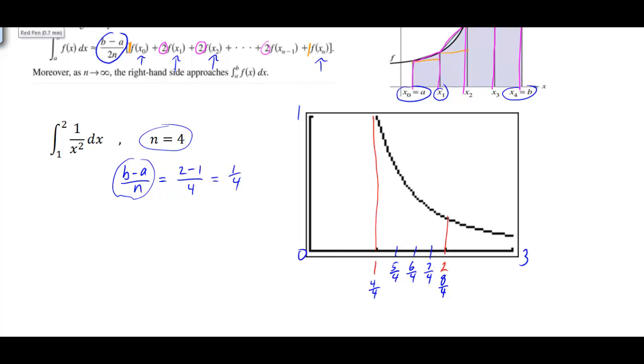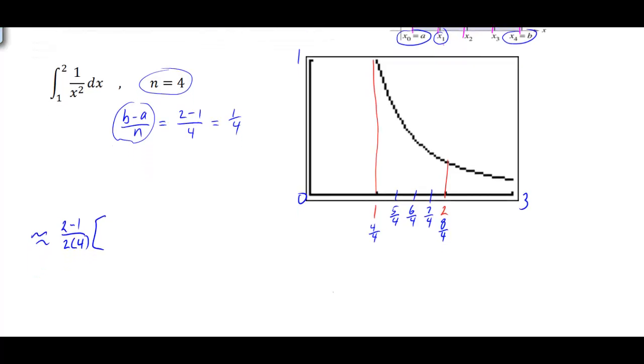So now if we approximate this, we know that we're going to end up with approximation b minus a, so that would be 2 minus 1 over 2 times n, so that would be 2 times 4. And all of that's going to be multiplied by f evaluated at x sub 0.